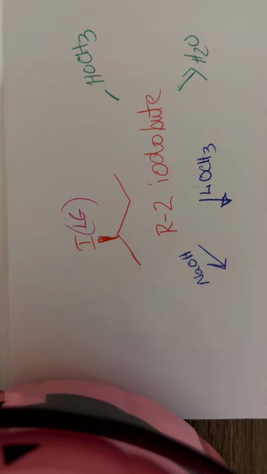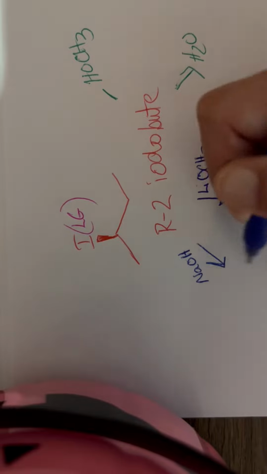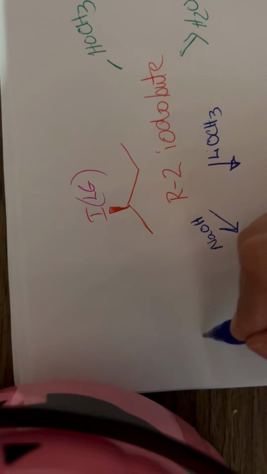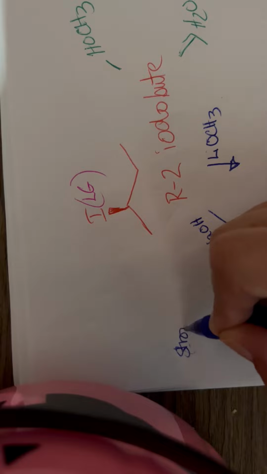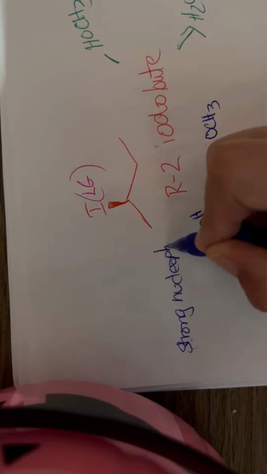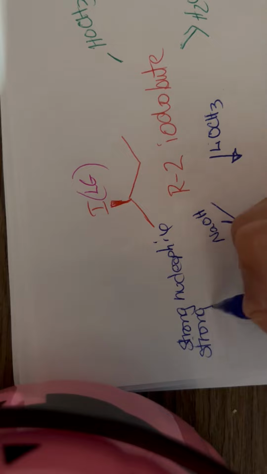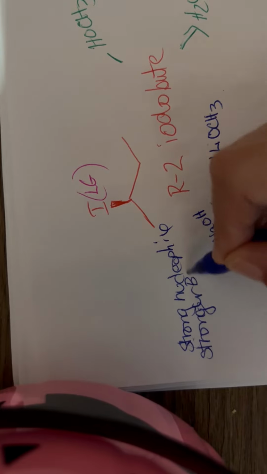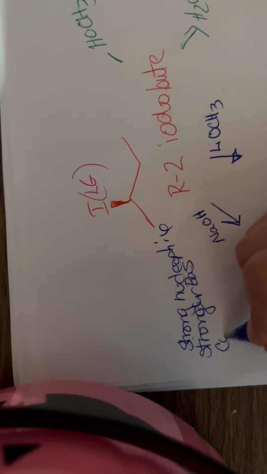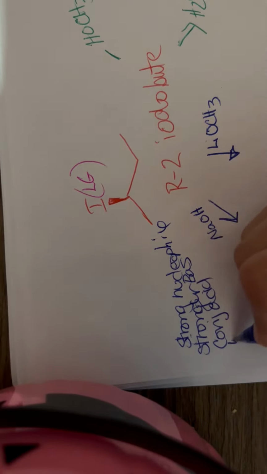And remember, to be a nucleophile, you have to have a lot of electron density. And if you notice, our ones in blue are our strong nucleophiles. To be a strong nucleophile, you have to be a stronger base, meaning your conjugate acid would be weaker.